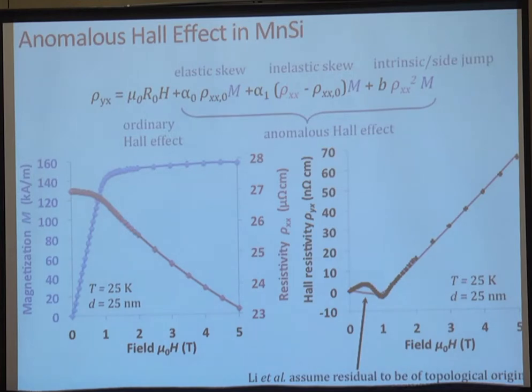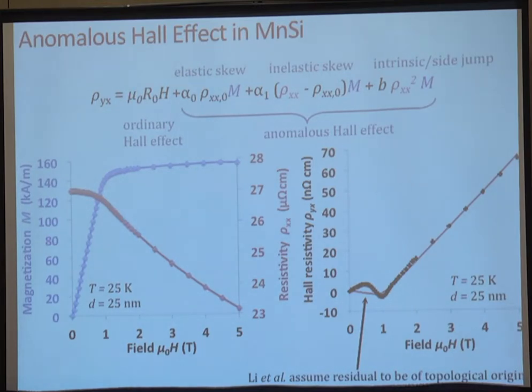And if you want to make it a little bit more sophisticated, you can do as others do, like the group at Brigham, and also separate out a defect scattering from inelastic scattering, just so we can put all the possible ingredients in and see if we can fit our data. So the standard way of fitting data is to measure the magnetization as a function of field, and resistance as well, and then you plug these two measurements into this formula, and then you've got B, alpha 1, alpha 0, and R naught as fitting parameters.